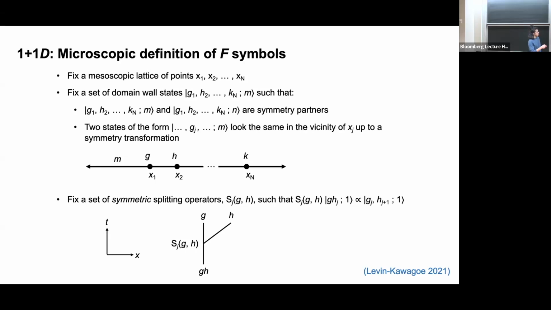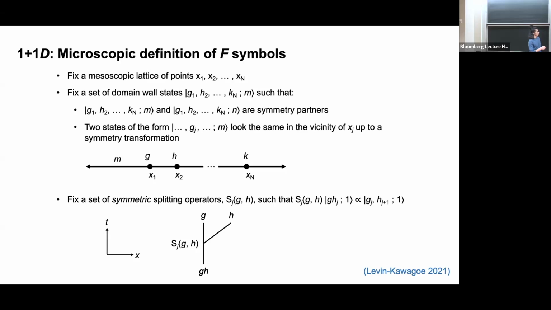And so the domain wall state is characterized by these group elements, and also there's this group element M, which describes the domain to the far left of all domain walls. So we have a domain wall state for every assignment of group elements to these points, but we also need to specify what the ground state is to the far left. And so we fix these domain wall states, but we have some additional requirements on them. They're not totally arbitrary.